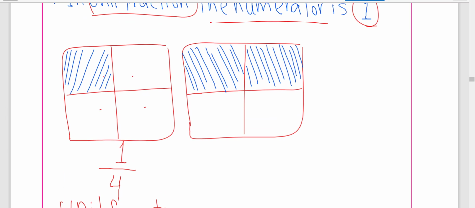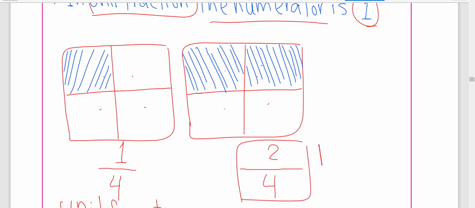Second shape, write this fraction for this shape. How many parts are in this shape? 1, 2, 3, 4. Write 4 in the denominator. And how many shaded parts are in this shape? 1, 2. Write 2 in the numerator. This fraction is called a proper fraction because the numerator is more than 1 and less than the denominator.